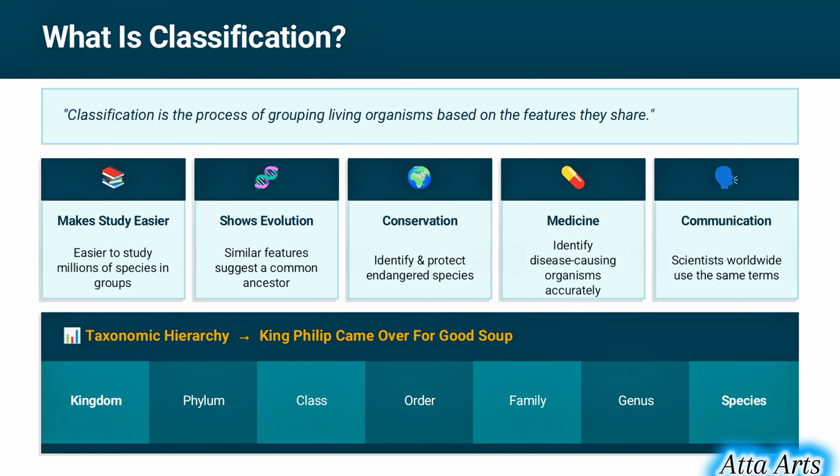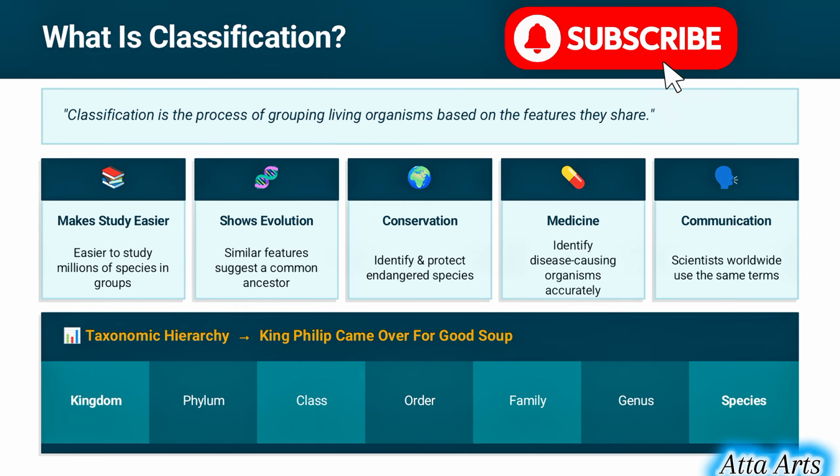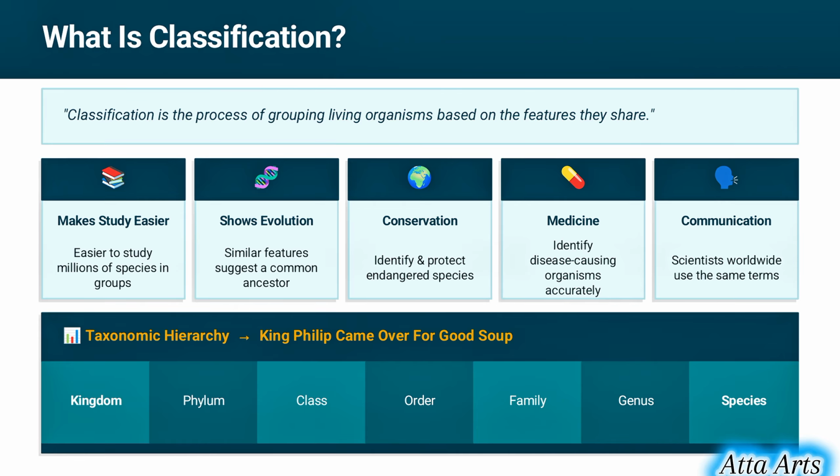Fifth, it helps communication. Scientists from all over the world, Pakistan, India, England, China, they all use the same classification system, no confusion. Now, how are organisms actually grouped? We use a system called the taxonomic hierarchy. There are 7 levels from broadest to most specific. First is kingdom, second is phylum, third is class, fourth is order, fifth is family, sixth is genus, and 7 is species. And here is a mnemonic to remember all 7 groups.